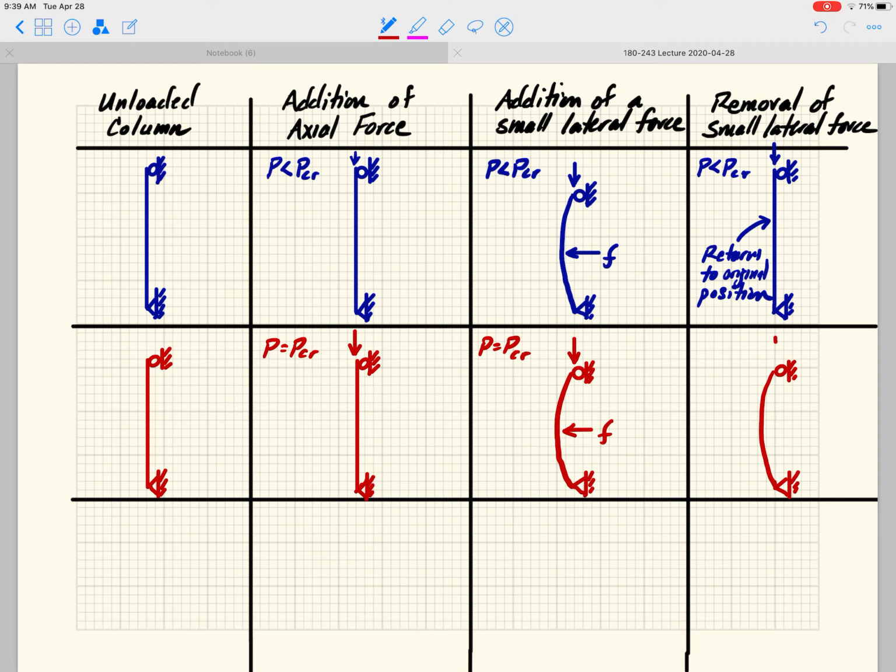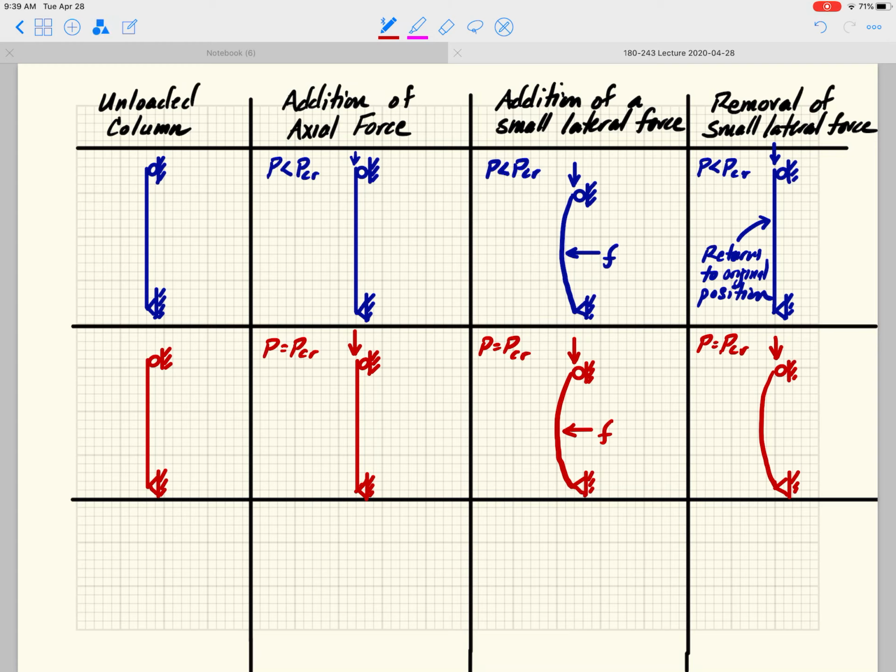The column stays deformed. Okay, so it does not come back, right? So at buckling load, if I apply P critical, basically what I'm doing is removing all of the lateral stiffness of the structure. One way you could think about it is I'm increasing the stress to a point that any lateral deflection can be maintained because of this P delta effect.